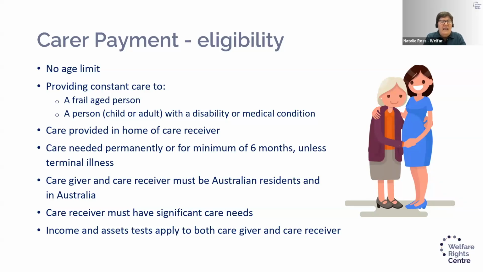Both the person giving the care and the person receiving the care must be Australian residents and in Australia. The person needing the care must have significant care needs, and we'll talk more about how care needs are assessed in a little while. And then there are income and assets tests, different income and assets tests that are applied to the person giving the care and the person receiving the care.